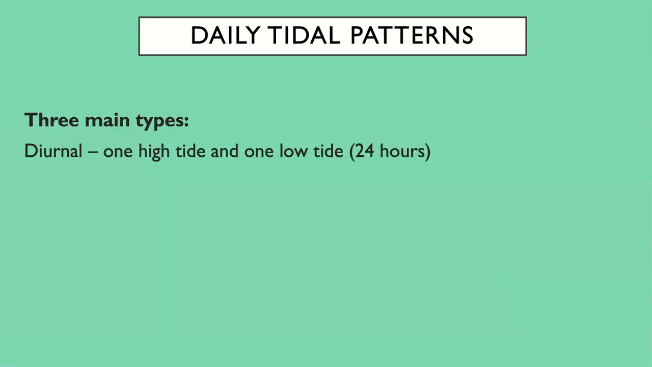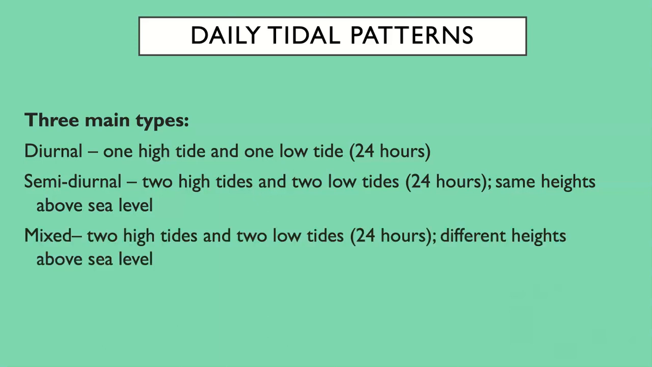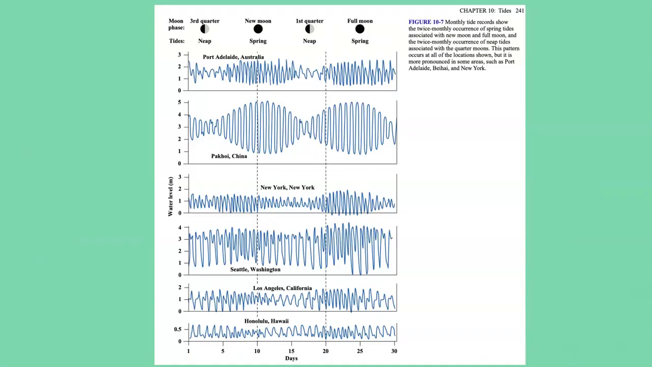So in summary, we have a diurnal pattern, one high and one low every 24 hours. Semi-diurnal, two highs and two lows every 24 hours at the same height. And then the mixed, two highs and two lows every 24 hours at different heights. So now we're going to put this all together and look at a month of tidal patterns.